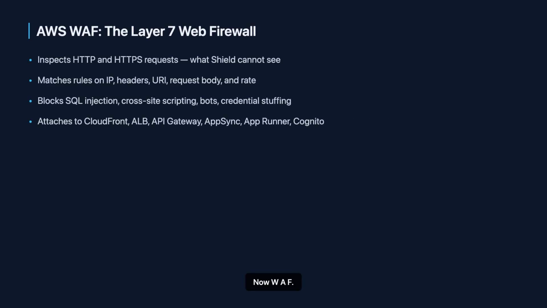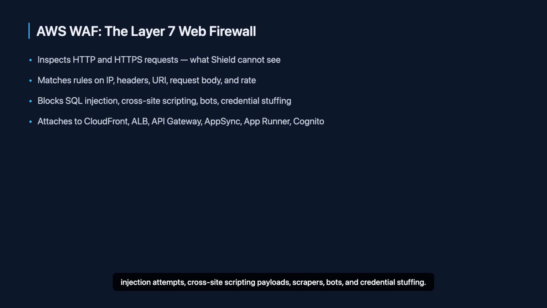Now WAF, where Shield sees raw packets, WAF sees the actual HTTP request. It can read the source IP, the headers, the URI, the request body, and it can track the rate at which a single IP is making requests. That gives it the power to block SQL injection attempts, cross-site scripting payloads, scrapers, bots, and credential stuffing.